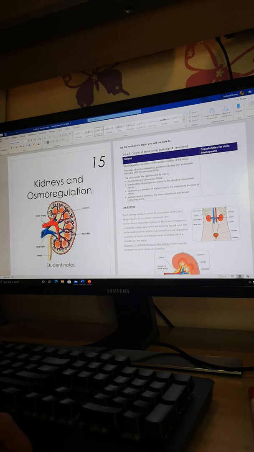Okay, so you can see that the kidney topic looks like quite a small topic in the spec, but actually there's quite a lot of structural information that you need to learn first of all. So you need to know the structure of the nephron, and you need to know all about the different regions of the nephron and how they're specialized in their role. And then we can understand how osmoregulation, so that's the control of water potential of the blood, is achieved through the secretion of ADH. Okay, so a bit of background information about the kidney to start off with.